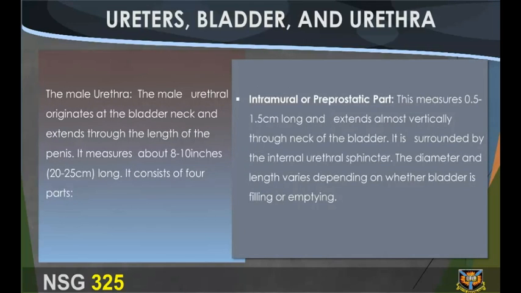The male urethra. The male urethra originates at the bladder neck and extends through the length of the penis. It measures about 8 to 10 inches long. It consists of 4 parts: intramural or preprostatic part. This measures 0.5 to 1.5 cm long and extends almost vertically through the neck of the bladder. It is surrounded by the internal urethral sphincter. The diameter and length vary depending on whether the bladder is filling or emptying.